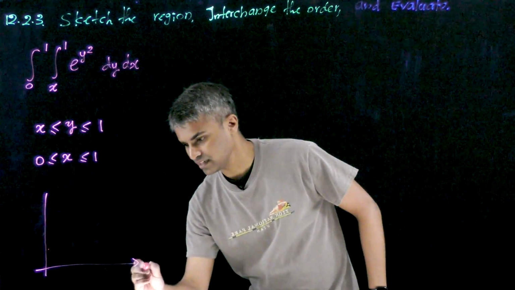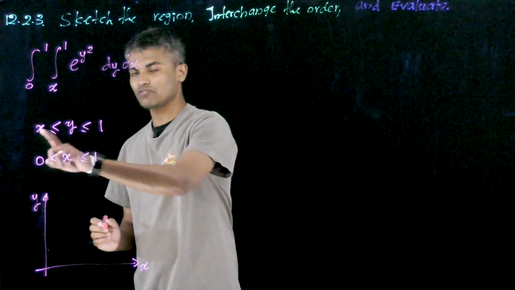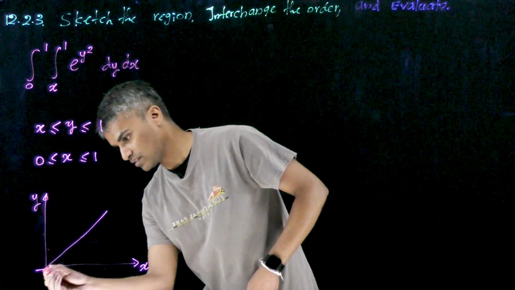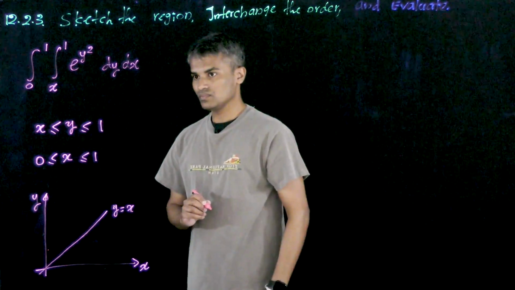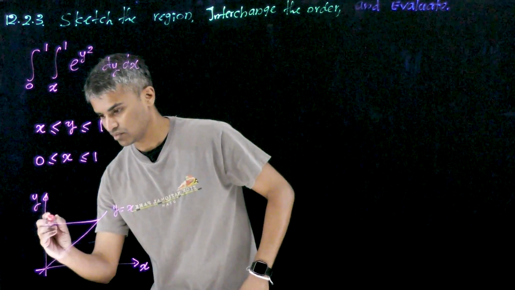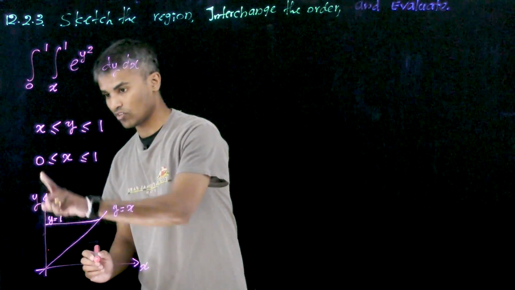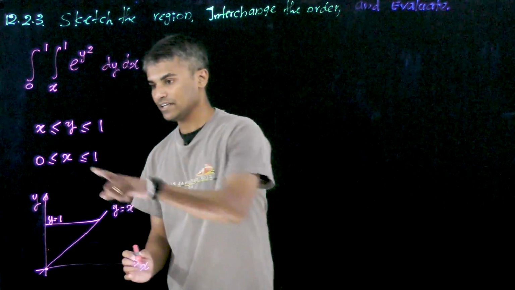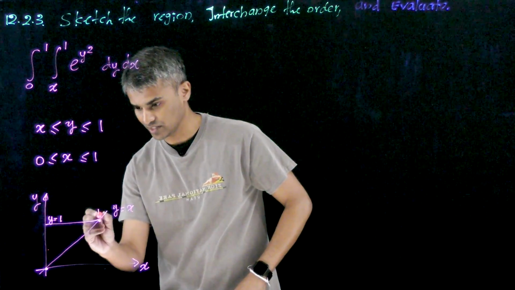So, this is the xy plane. Now, this is the line y equals x, it is a straight line and it goes through the origin. Y equals 1 is a horizontal line, it goes like this. And finally, the lower limit of x is 0, which is this point, and the upper limit of x is 1. It is a vertical line like this.